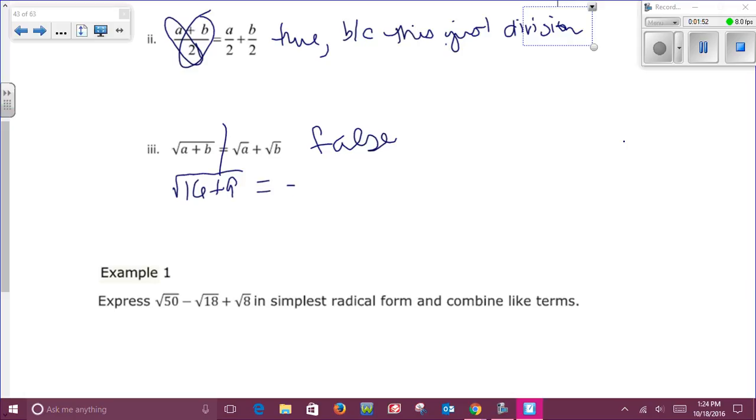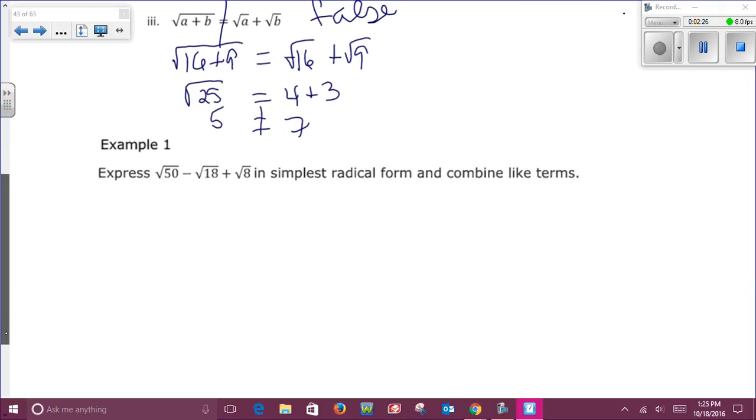So if a is 16 and b is 9, inside I would do my order of operations and I would add 16 plus 9 and I would get 25. And here I would take my square roots, I'd get 4 plus 3. So the square root of 25 is 5, and 4 plus 3 is 7. They are not equal, therefore that is false. So anytime I can show you an example where it doesn't work, then it's automatically not true.